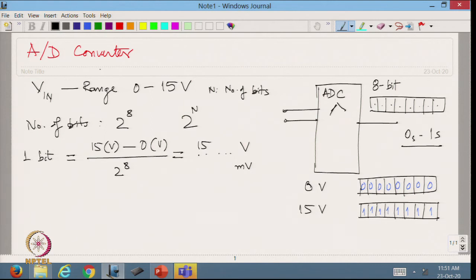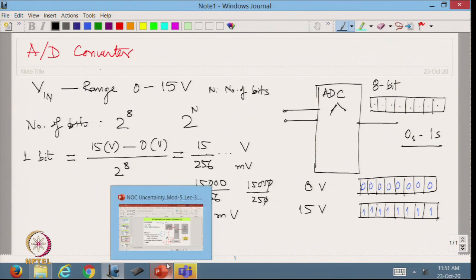So, we can calculate that this upon 2 to the power 8, this is 256, and we can say that in terms of millivolts, this is 15,000 divided by 256, and I will just make it 250. So this is 15,000 by 250, and this is 60 millivolts. Let us say, for rounding off, I have taken just 60 millivolts.